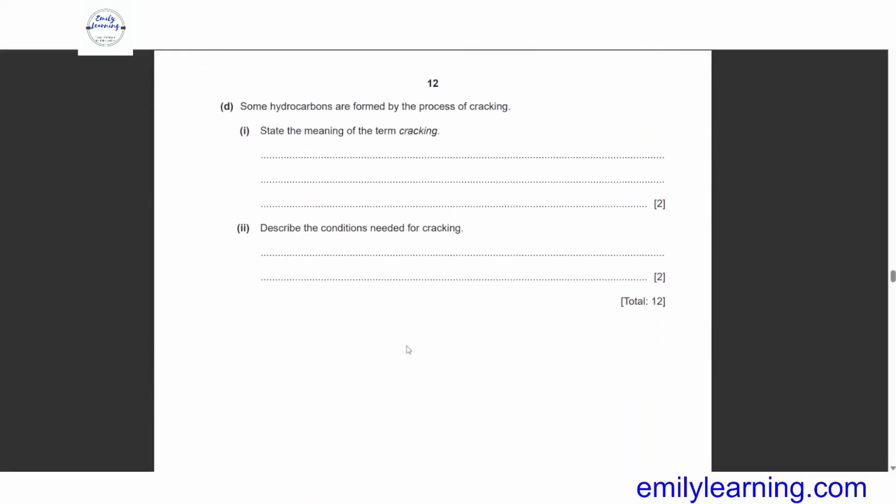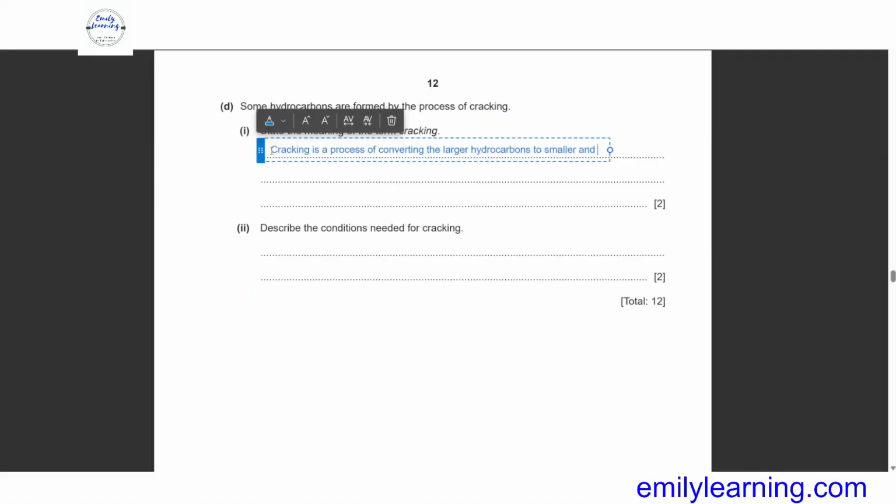Next, some hydrocarbons are formed by the process of cracking. State the meaning of the term cracking. So cracking is basically a process whereby large hydrocarbons are broken down into smaller and more useful hydrocarbons. Okay, so cracking is a process of converting the larger hydrocarbons to smaller and more useful hydrocarbons, or just smaller or shorter hydrocarbons.